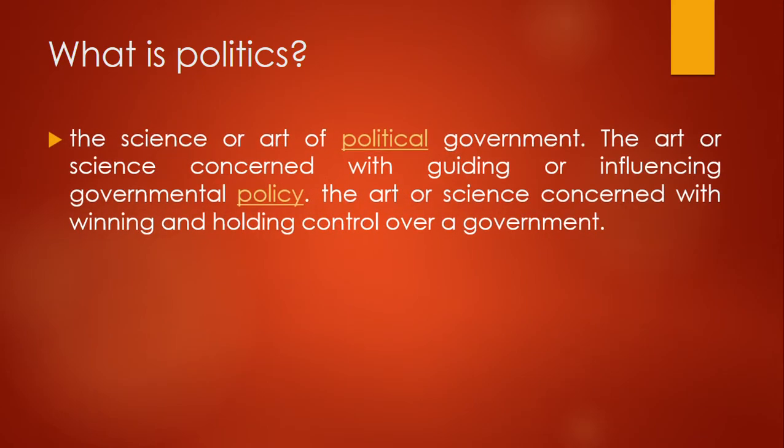If we're going to define what politics is, it is a science or art of political government. It is all about governance, the art or science concerned with guiding or influencing governmental policy. So it is more concerned with policy making. It is also an art or a science concerned with winning and holding control over government, which we call election. So everything involving government, policy making, and election are considered politics.